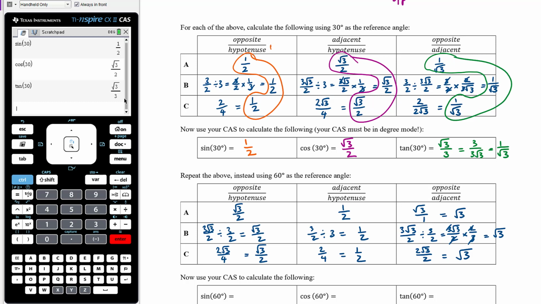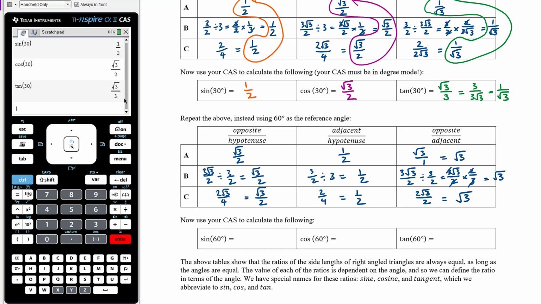Opposite over hypotenuse, when the 60-degree angle is what we're interested in, is always root 3 over 2. Adjacent over hypotenuse, when it's a 60-degree angle we're interested in, is always half. And opposite over adjacent is always root 3. Again, if we get our CAS to work out what is sine of 60, it's root 3 on 2.